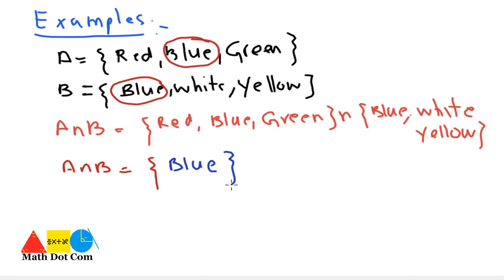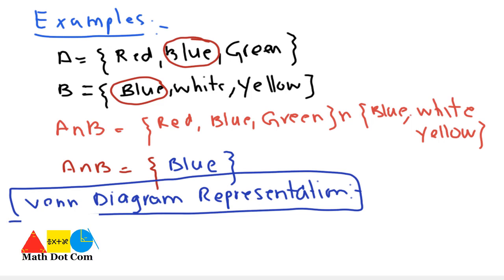Now how will you represent A intersection B on a Venn diagram? Let's see the Venn diagram representation through this example. We will draw the diagrams first. We have a set A and set B. We'll write their elements: in set A we have red, blue and green, and in set B we have blue, white and yellow.